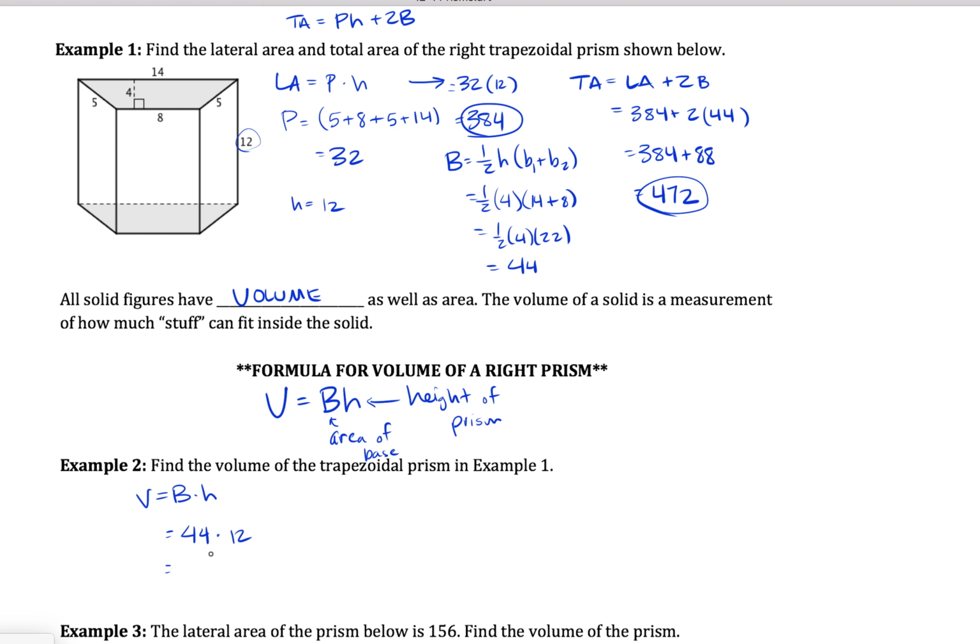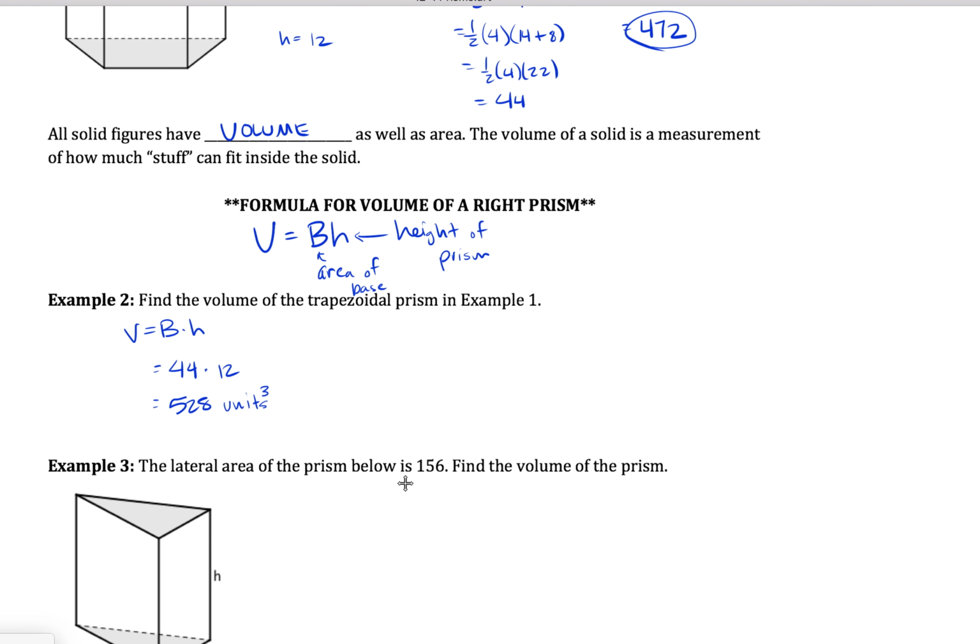And 44 times 12, let me do that real quick on my calculator. 44 times 12 gives me 528. So 528 cubic units, right? If you were going to try and label this, it would be cubic units, or units to the third power. That would be the volume of this prism right here.